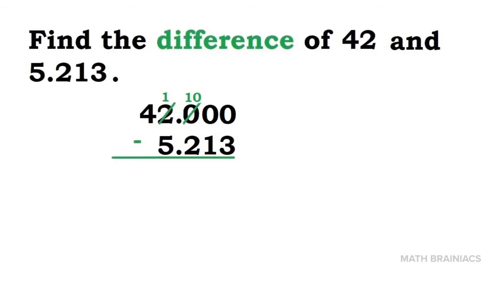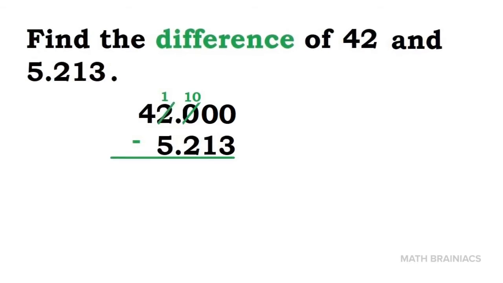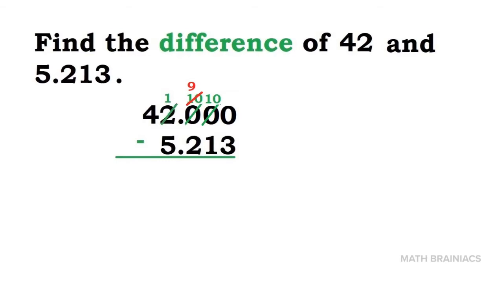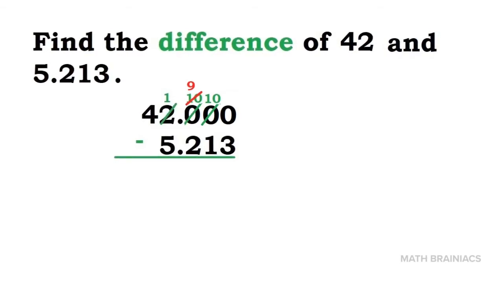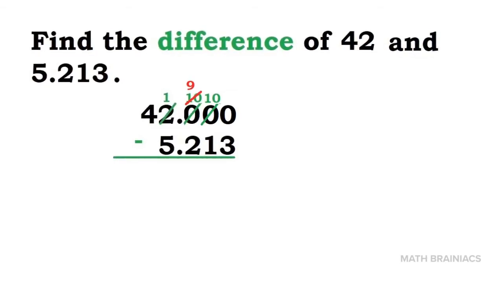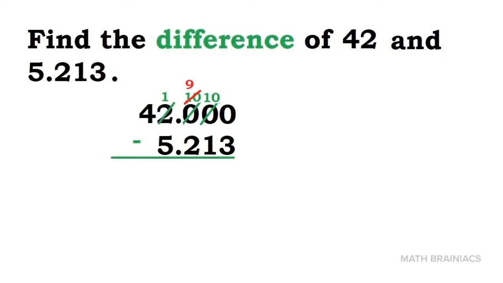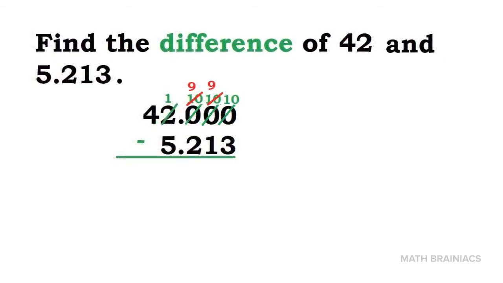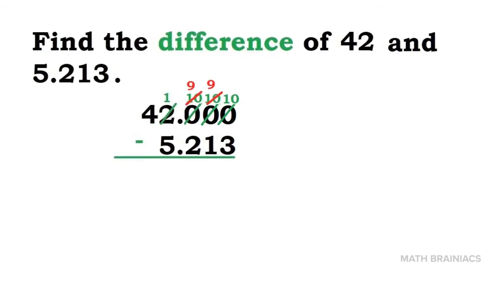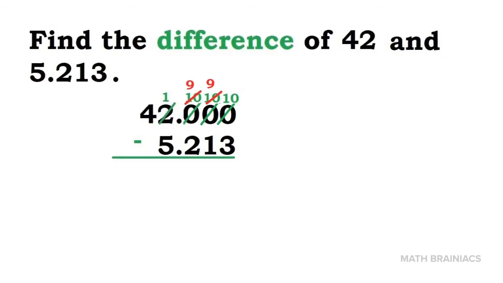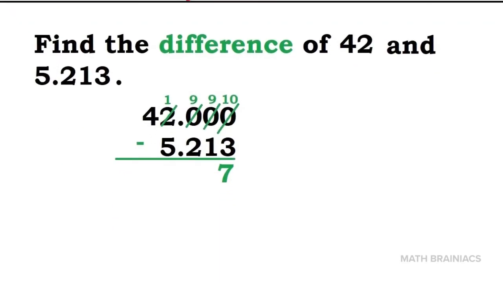If we borrow 1 from 2, 2 will become 1, and the first 0 will become 10. If the first 0 is 10, we can borrow now 1 from 10. 10 will become 9, and the next 0 will become 10. Did you get it? If the second 0 is 10, we can borrow 1 from 10, and it will become 9. And the last 0 will become 10. Therefore, we can subtract 3 already from the 10.